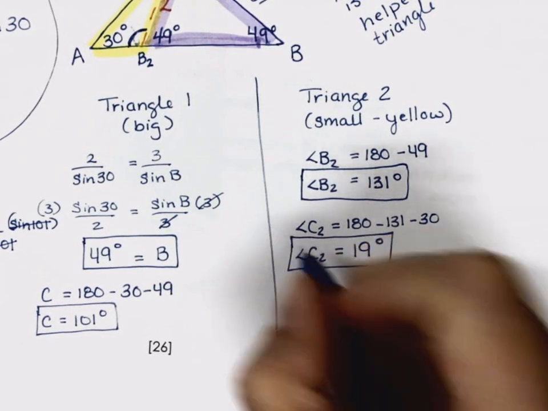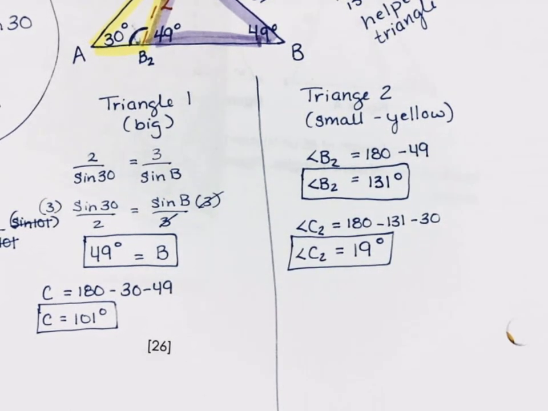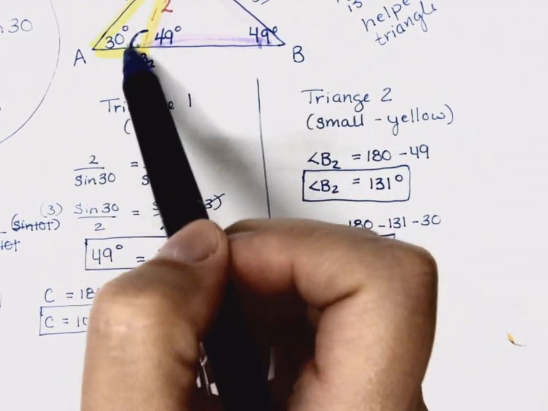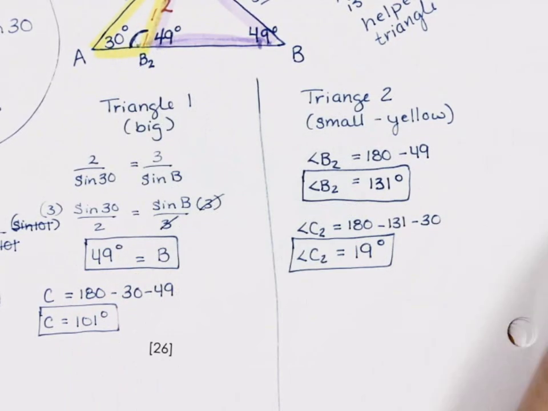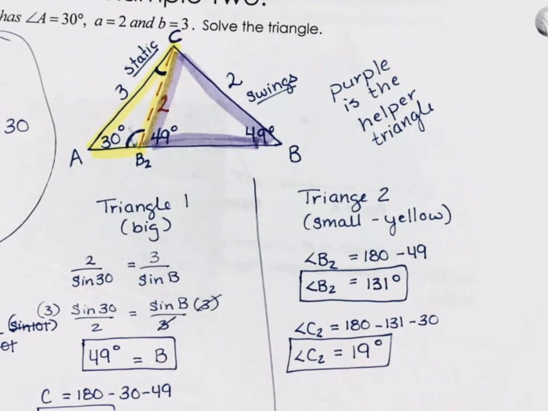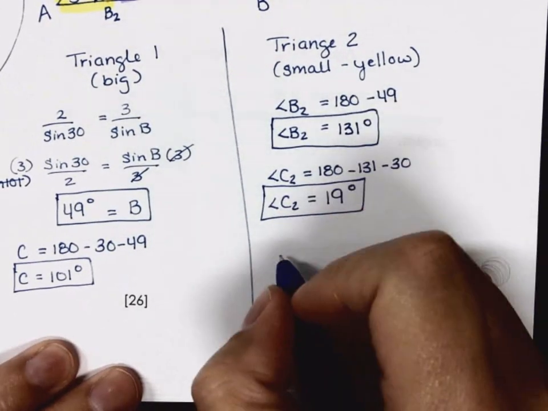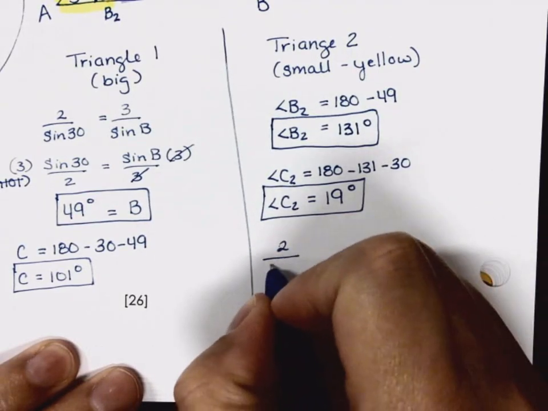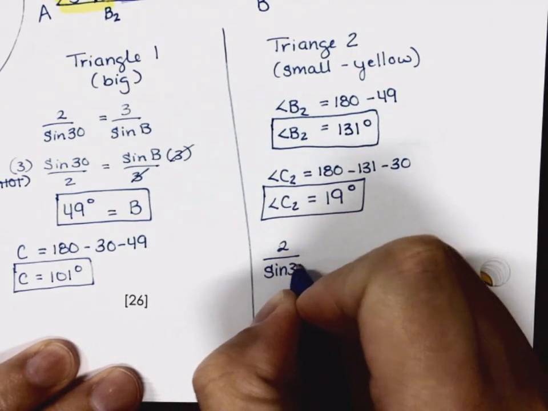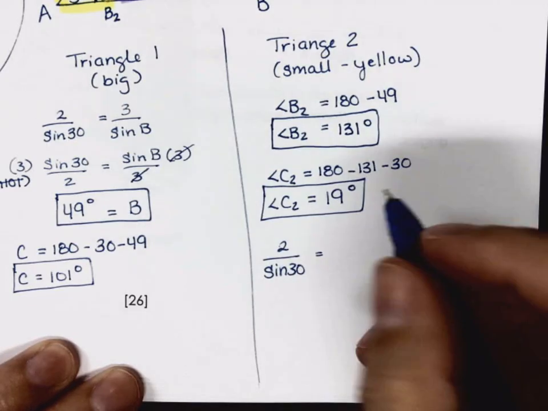Why are we subtracting it from 30? Oh, because 30 was over there. 30 is the angle that's still shared, right? So 30 and 2 exist in both the big triangle and the little yellow triangle. So now we gotta solve for the C side. And that's it, you're done. So again, I'm always using my matching pair that came in the question.